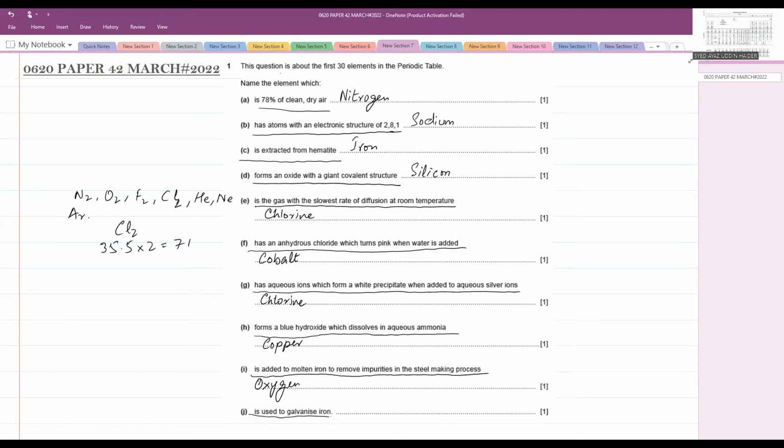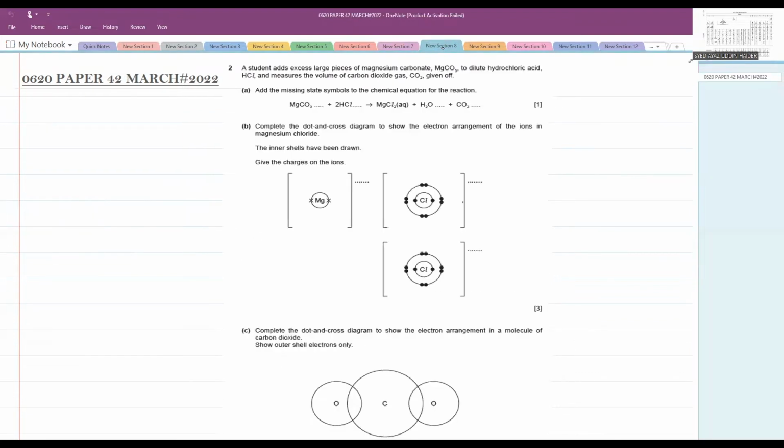J is used to galvanize iron. We know that zinc is the element that is used during galvanization.